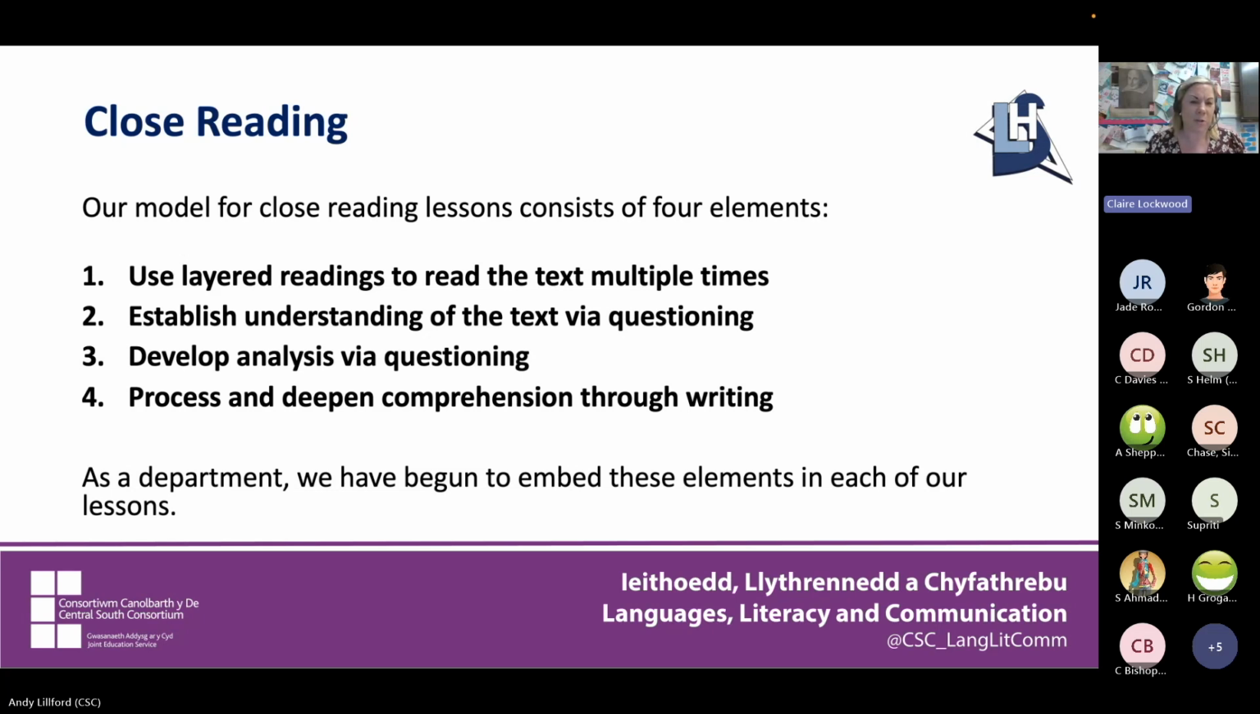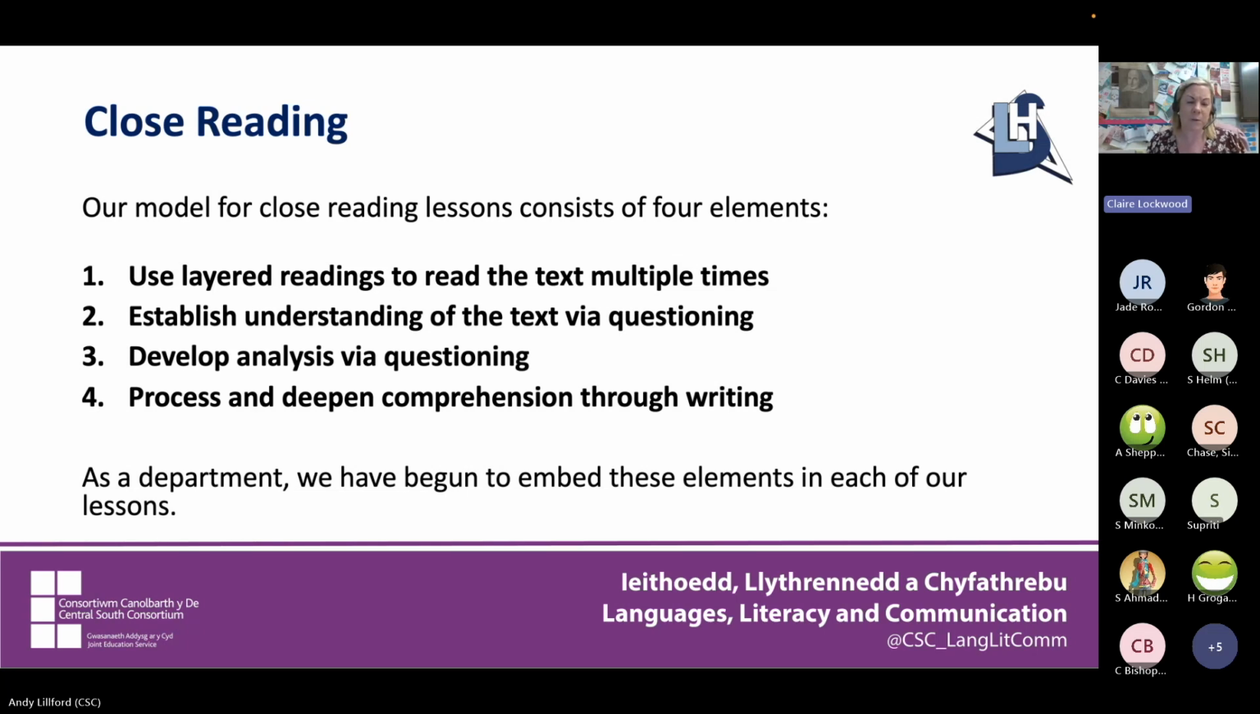So we now are using different elements. We use layered reading. So we may read the whole text in one full go to the students, just so they get an understanding and an engagement with the text, and maybe briefly talk about it. And then we'll break the text down into smaller sections, testing their understanding via very pertinent questioning. Then we'll deepen that with some analysis, again via questioning, and then process and deepen that comprehension again via their writing about that text in answer to questions.